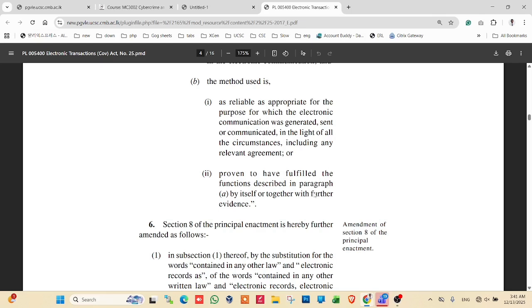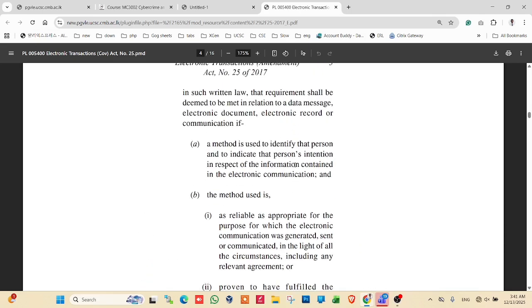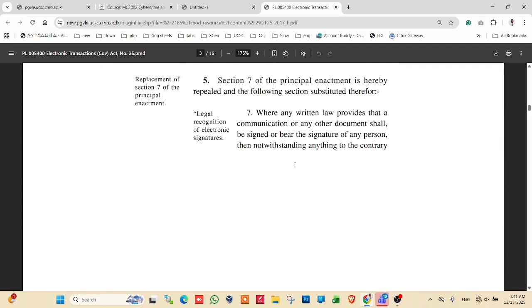Okay. So in this case, the method used is reliable and appropriate for the purpose for which the electronic communication was generated, sent or communicated, in the light of all circumstances, including any relevant agreement, or proven to have fulfilled the functions described in A. Now this talks about the legal recognition of electronic signature, basically a digital signature, right? Whatever we do as digital signatures are not digital signatures, by the way, right?